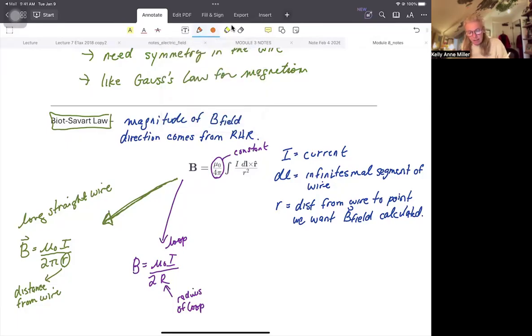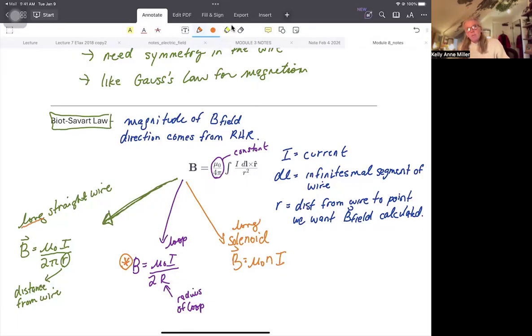I'll derive this one for you in a second. I think it's nice to see one example, so I'll do it out, how you go from the integral to that, in a sec. So if you have a solenoid, then the result of that integral is just mu naught times n times the current.